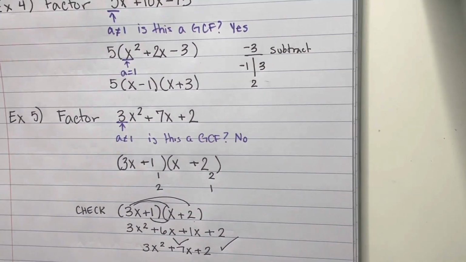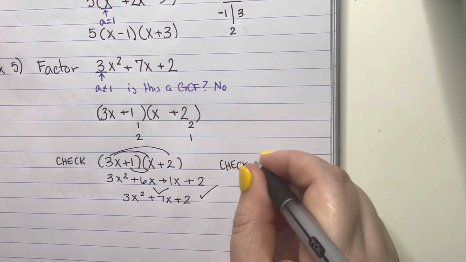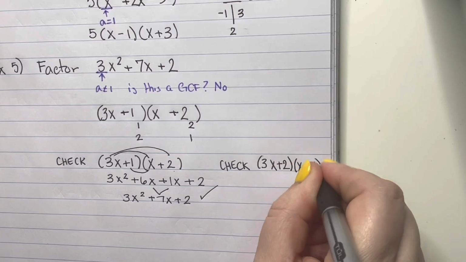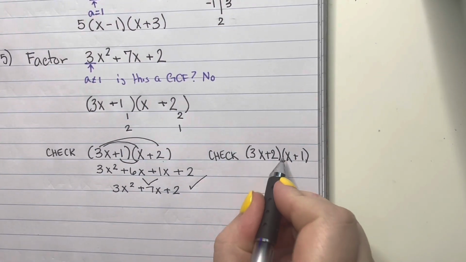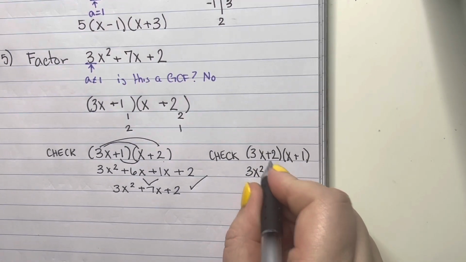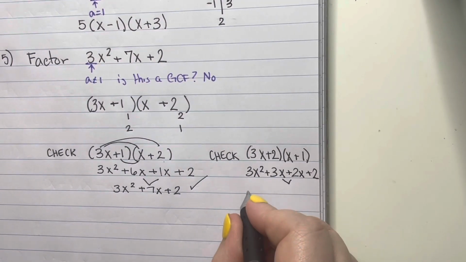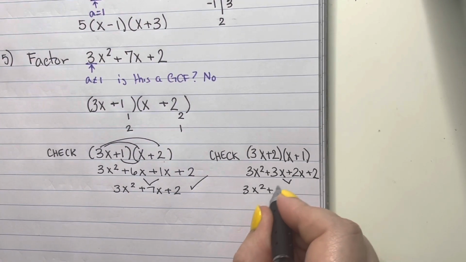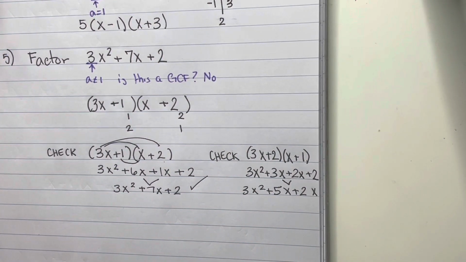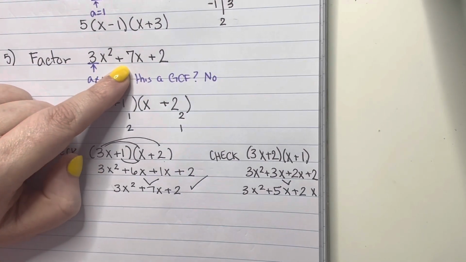But what does it look like when it doesn't work? So let's check the other option. 3x plus 2, x plus 1. We would get 3x squared, 3x, 2x, and 2. When we combine like terms, that gives us 3x squared plus 5x plus 2, and it doesn't factor.